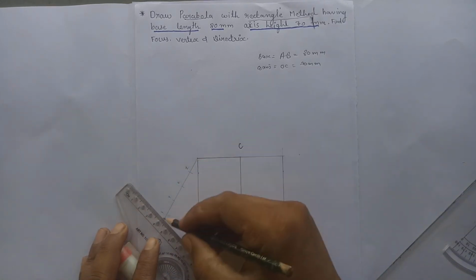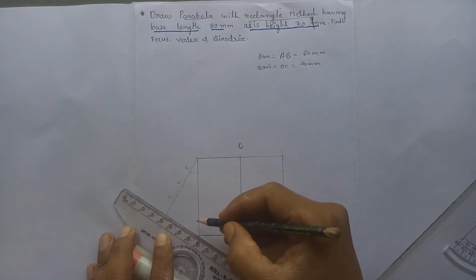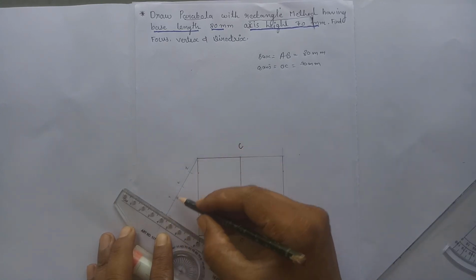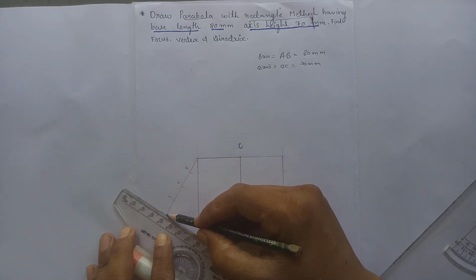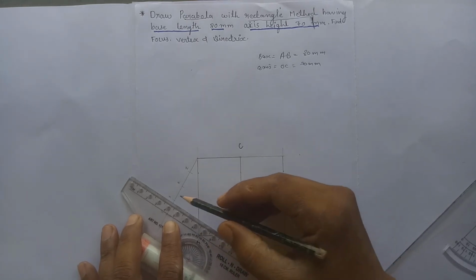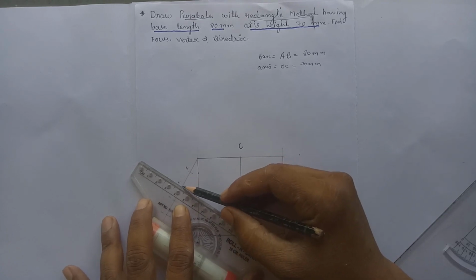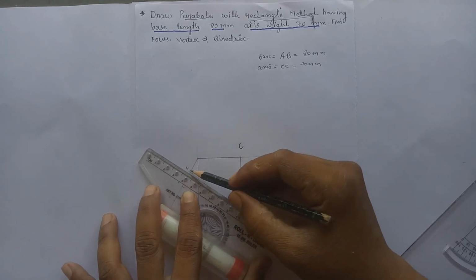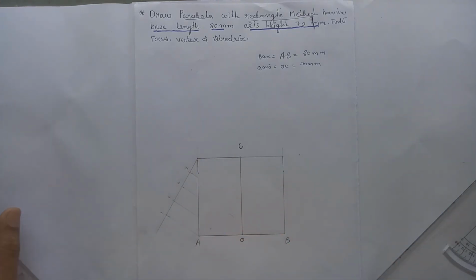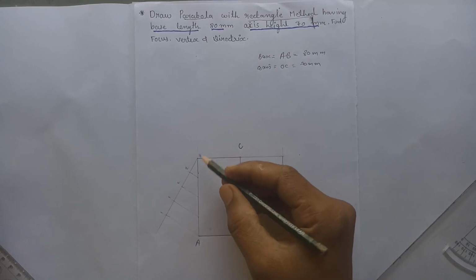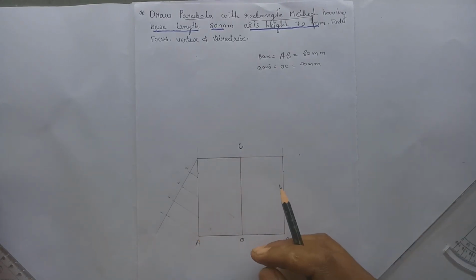Join the last point of this inclined line, that is the 4th point, to the other end of this line, that is point A. Now we have to draw lines parallel to this line passing through 3, 2 and 1. It will divide this line into 4 equal parts. You can also divide this line into 5 equal parts, 6 equal parts, whatever you want.